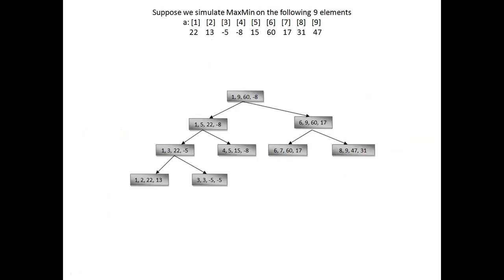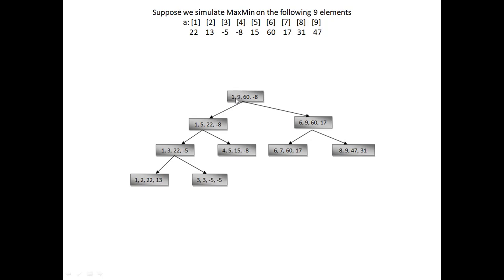Now, as an example, look at this. You are given n numbers: 22, 13, minus 5, minus 8, 15, 60, 17, 31, 47. So the n values are available from the first index to the ninth index. Initially, I don't know which is the maximum value and which is the minimum value. So just now you forget about these numbers. The values are to be searched from the first index to the ninth index.